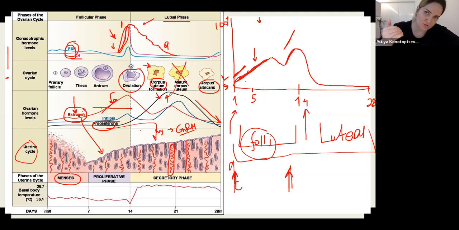The moment progesterone drops, these spiral arteries constrict. If they constrict, the endometrium is not receiving blood. If there is no blood, there is no nutrition. It starts to die. It starts to become necrotic. It starts to peel off. The peeling off of the endometrium is called menstruation.